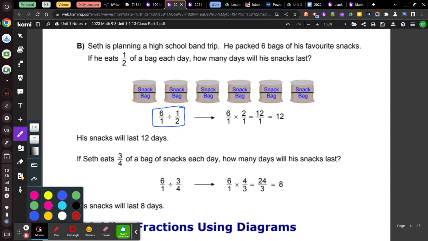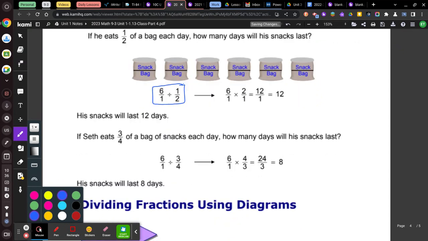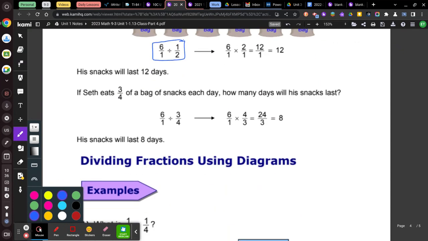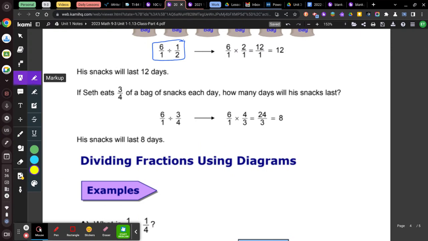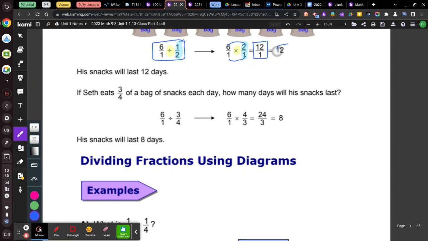6 divided by 1/2. Now, the rule is we don't divide. We turn the divide sign to a timesing, and the number after flips upside down. So that means I'm going to take 6 times 2 and 1 times 1. That's going to give me 12 over 1, which is just 12. So that means his snacks would last for 12 days if he only ate half of a bag each day.